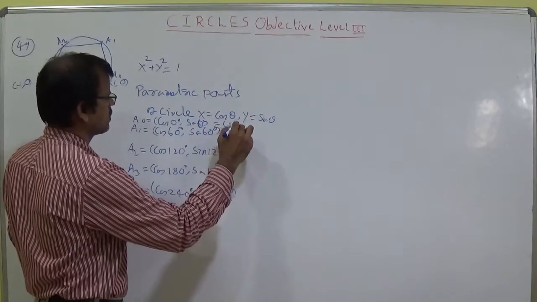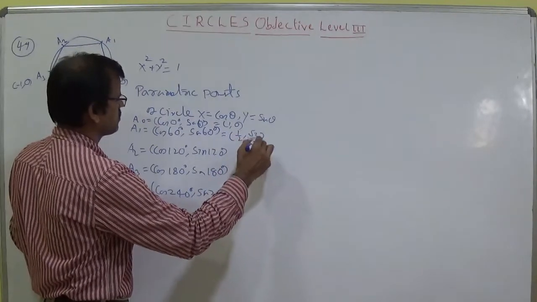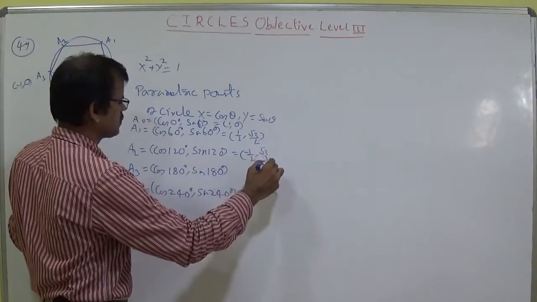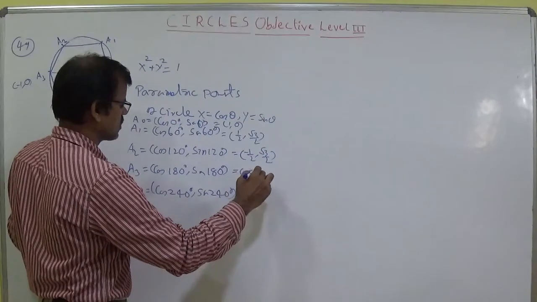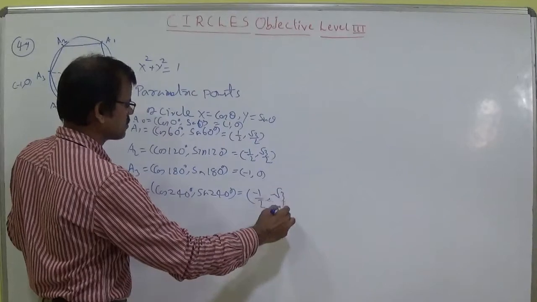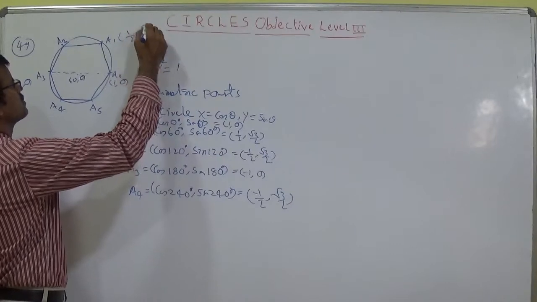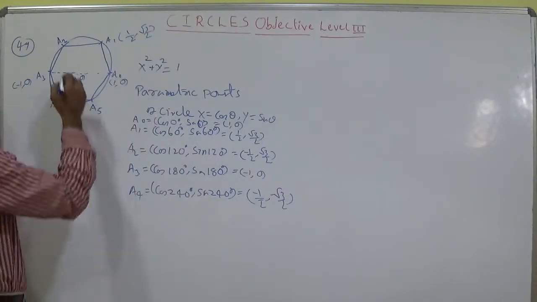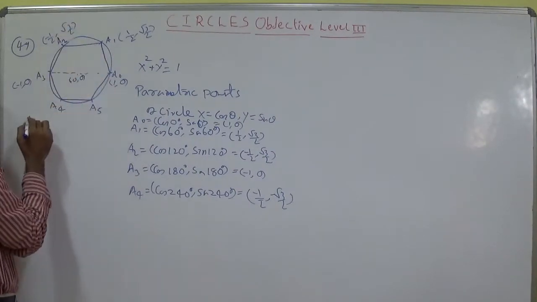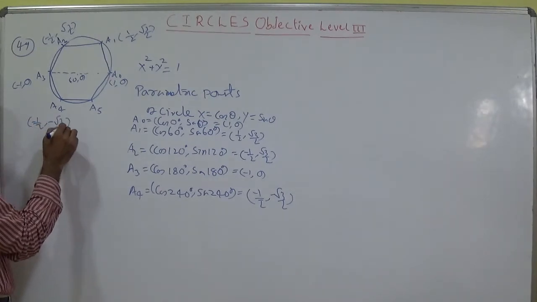So this is (1, 0), this is (1 by 2, root 3 by 2), this is (minus 1 by 2, root 3 by 2), this is (minus 1, 0), and this is (minus 1 by 2, minus root 3 by 2). Notate like this. A1 notation (1 by 2, root 3 by 2). A2 notation (minus 1 by 2, root 3 by 2). A4 notation (minus 1 by 2, minus root 3 by 2).